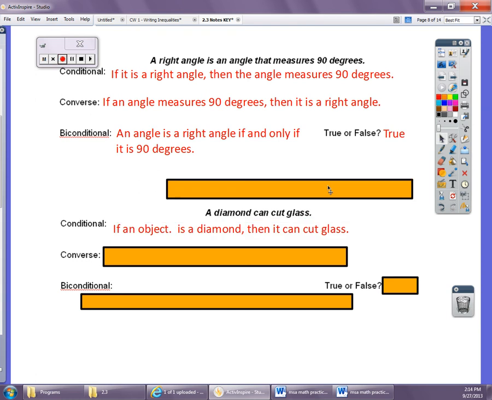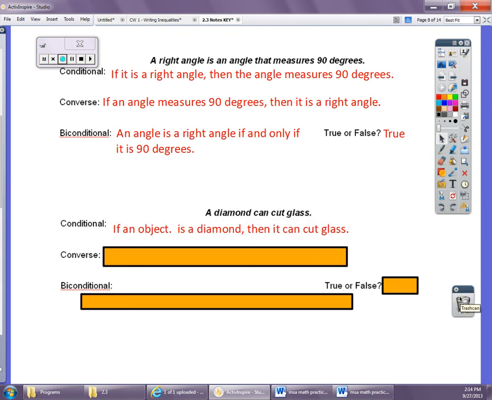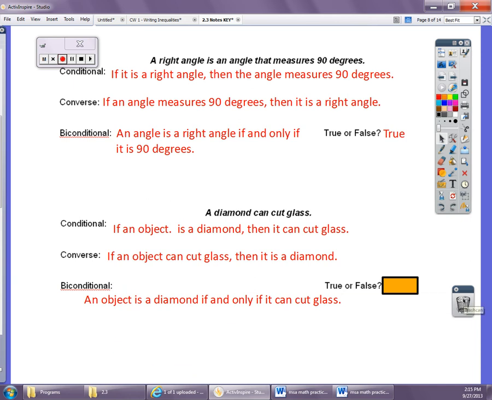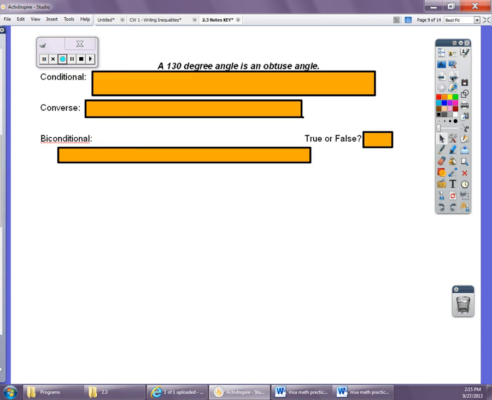The next one, a diamond can cut glass. Our conditional: if an object is a diamond, then it can cut glass. Converse: if an object can cut glass, then it is a diamond. The biconditional: an object is a diamond if and only if it can cut glass. That's false, because there's other things that can cut glass. So it's a false statement there. It's a false definition.